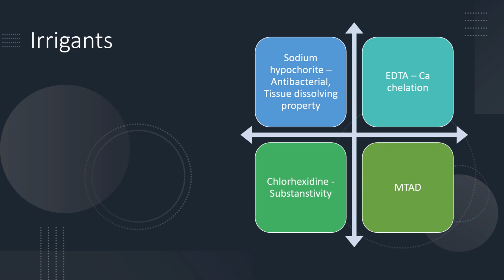Then you have something called chlorhexidine. It has mainly antibacterial activity, but the characteristic feature of chlorhexidine is substantivity. Substantivity means that even after the usage of the irrigant, it has a prolonged antibacterial action. So compared to all the other irrigants, chlorhexidine has more antibacterial activity because of its prolonged action. That is one important feature of it.